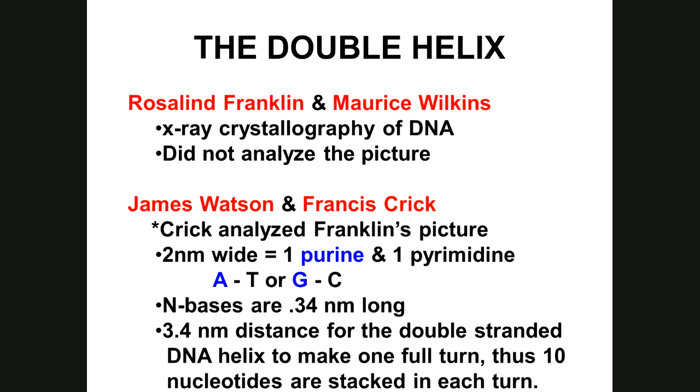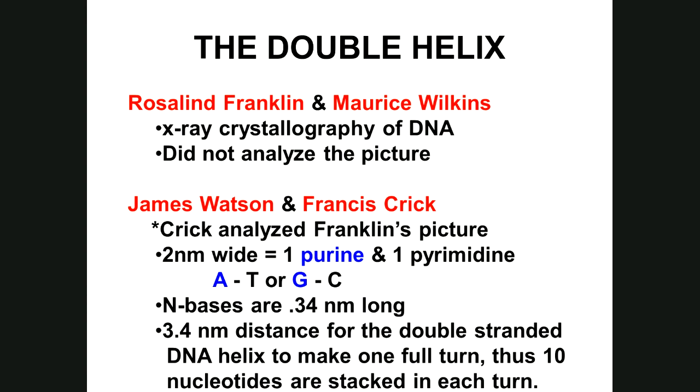They showed it at a seminar, and James Watson and Francis Crick happened to be there, and they realized, Crick analyzed Franklin's picture. He realized something about that picture, and he could see the shape of that molecule. And so Watson and Crick asked Wilkins for that X-ray crystallography picture, which was Rosalind Franklin's, and they analyzed it and found out that it was 2 nanometers wide.